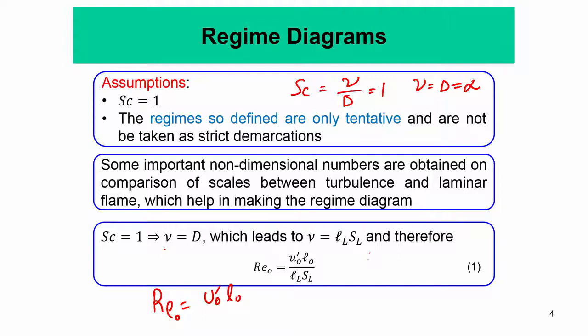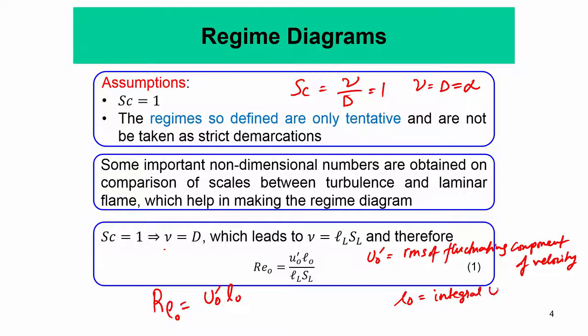So, u0 prime is the RMS of the fluctuating component of velocity, and L0 is the integral length scale.